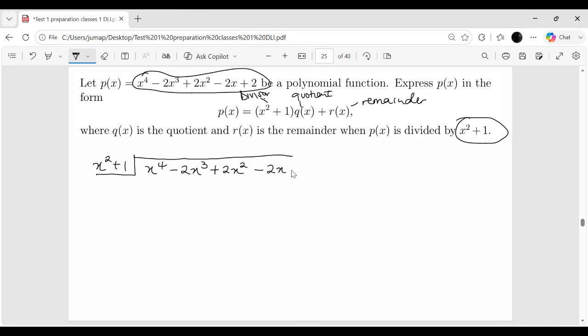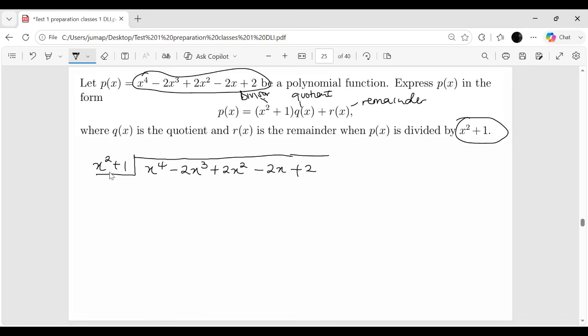Minus 2x plus 2. Okay, so here we'll use bring down. Okay, we'll be bringing down the what? This is grade 5. Okay, it's interesting that we are solving what we used to do in grade 5 and we're doing it now here.